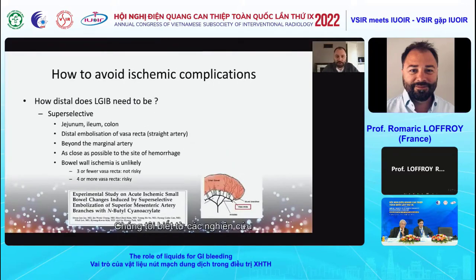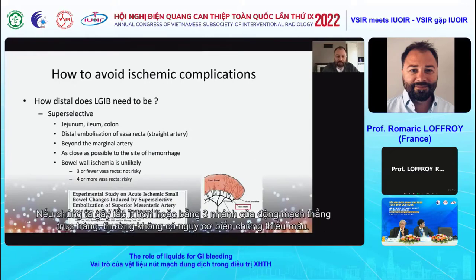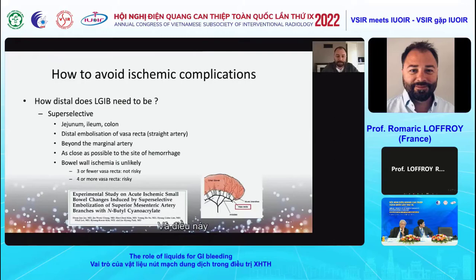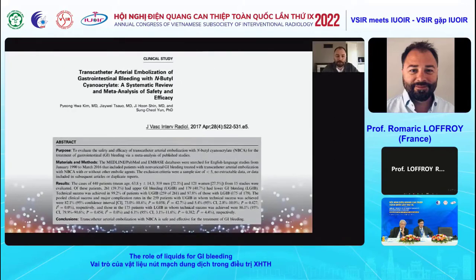We know from the literature that to avoid the risk of ischemic complications, especially for lower GI bleedings, because for upper GI bleedings there is almost no risk of ischemic complications, you have to embolize less than 3 vasa recta. With less than 3 vasa recta, there is almost no risk of ischemic complications. This is what you have to target and to get.